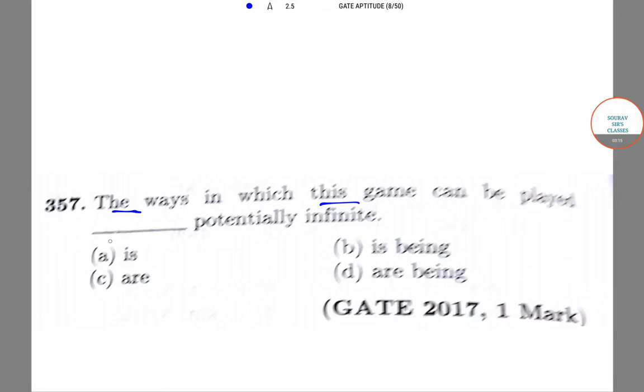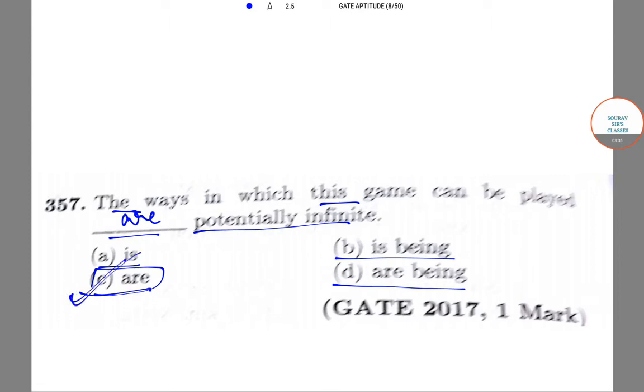The next question is fill in the blanks, which is the ways in which this game can be played dash potentially infinite. Option A is, option B is being, option C are and option D are being. The correct option for this is option C, that is are. The ways in which this game can be played are potentially infinite. Option C is the correct answer.